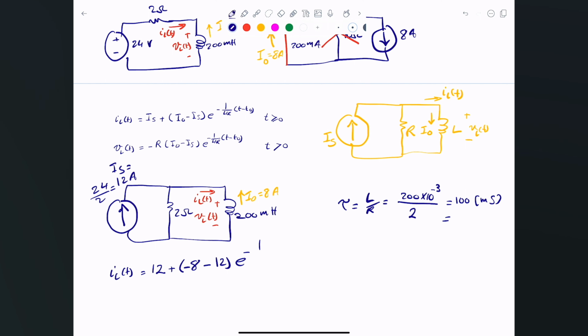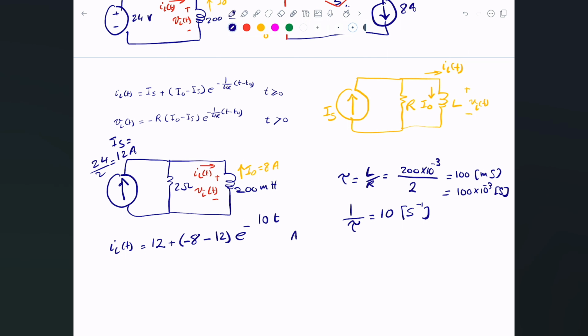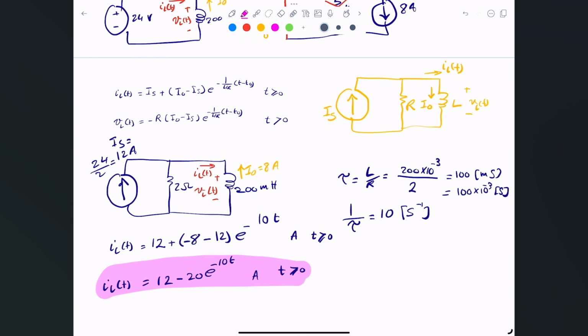Or maybe you can think about it as 100 times 10 to the negative 3 seconds. So 1 divided by tau is just 10 seconds to the minus 1, because it's the reciprocal. So this becomes negative 10 of t minus t0, and t0 is just 0. And that will be in amps for t greater than or equal to 0. So we were able to find it, but let me do a little bit of algebra to clean it up. We'll have 12 minus 20 e to the negative 10t amps for t greater than 0. That's I L of t, and that's the equation for the current flowing through this particular inductor.